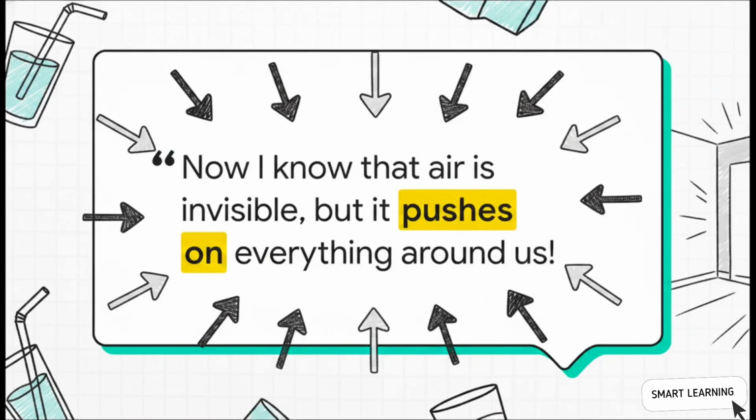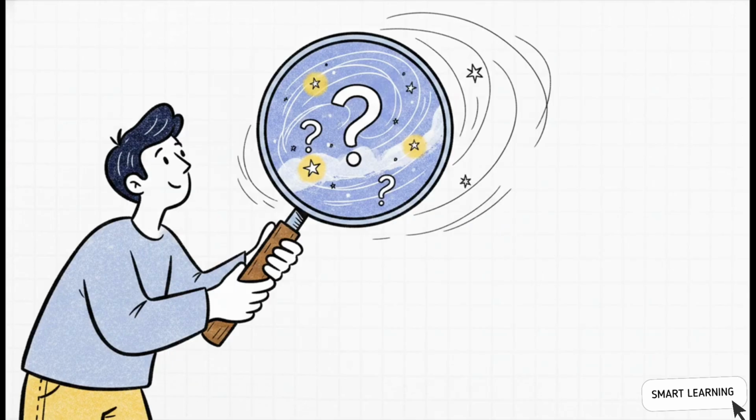Which brings us to a really profound shift in perspective. As our curious student might say, now I know that air is invisible, but it pushes on everything around us. Once you truly internalize the sheer scale and the mechanics of atmospheric pressure, I promise you will never look at a simple glass of water, a plastic drinking straw, or even just an empty room in quite the same way again. You realize that you aren't just walking through empty space. You are constantly wading through a dynamic, heavy, and incredibly powerful ocean of air. It is the quiet, invisible power of our atmosphere, literally shaping the world around us every second of every day.